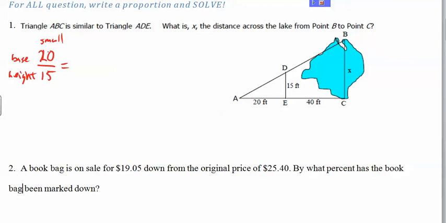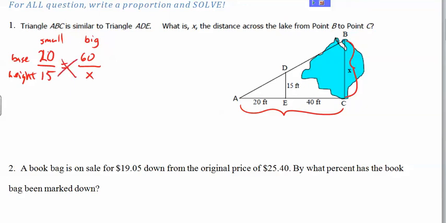Okay, so now I can do the same thing for the big triangle, and so I can set it up as a proportion. So the base of the big triangle is all of this, and so that would be a total of 60 feet. And then the height of the big triangle is this right here, which is X. Now from there I can actually solve.